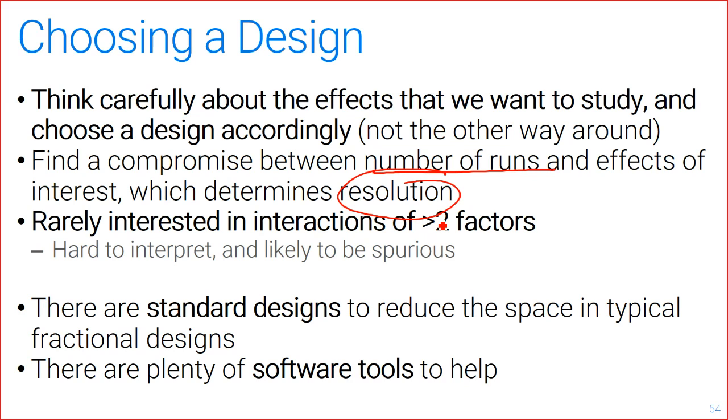There are, of course, standard designs to apply in typical cases, and there's plenty of software tools to help you make a design for a study. You have some links by the end of the slides. So what I'm saying is there are tools to help you solve this problem. It's not that you have to do all the math yourself.